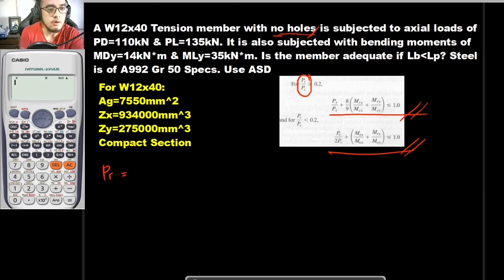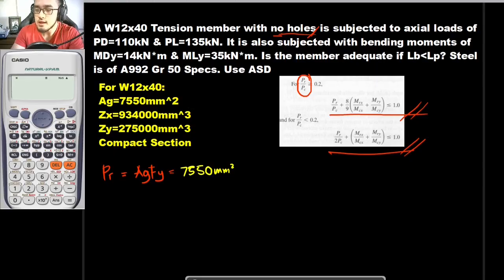Okay, so thank you. With that being said, for our gross sectional yielding, that is to be Ag times Fy. As for the value of Ag, I have copied this from the AISC shapes database. So that is to be 7550 millimeter squared times Fy, and our Fy is, I haven't solved for the Fy yet. And it is said here that we are to use A992 Grade 50 specs.